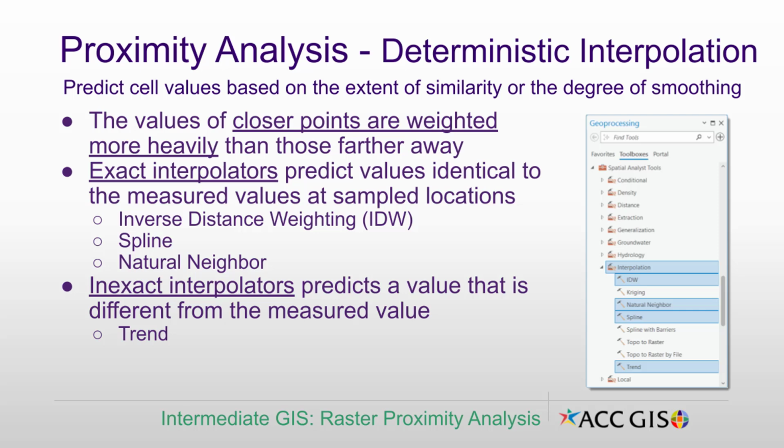And the types of exact interpolators that we have access to in ArcGIS Pro are inverse distance weighting, or IDW, spline, and natural neighbor. An inexact interpolator predicts a value that is different from the measured value, in which the sample point might be a 10, but in the corresponding raster surface, that location might be a 9 or 11. And the geoprocess that we utilize as an inexact interpolator is trend. And you can find all of these interpolation geoprocessing tools in the Spatial Analyst toolbox in the interpolation toolset.